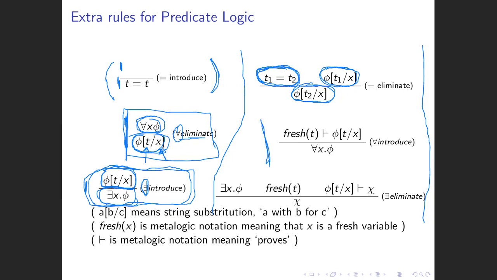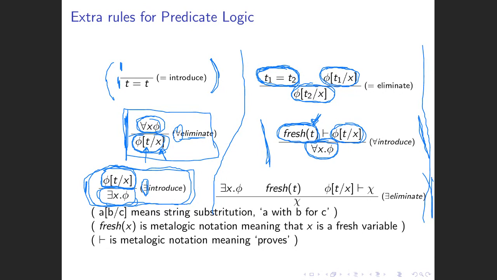This is the introduction rule for upside down A. Now you remember this concept of a fresh variable? We saw this in the lambda calculus lecture. A fresh variable is one that doesn't have any baggage. We haven't proved anything about it before. We haven't used it. This says if you could pick a fresh variable called t and prove that phi is true of it, then you're allowed to say that phi is true for all x, because it doesn't matter which one you picked. T could have been anything. And so you can conclude that the thing is true for everything.